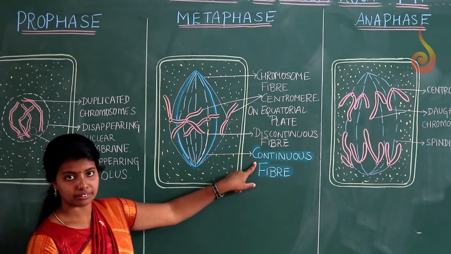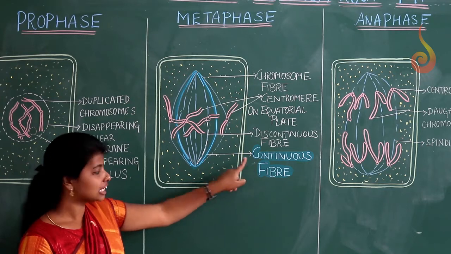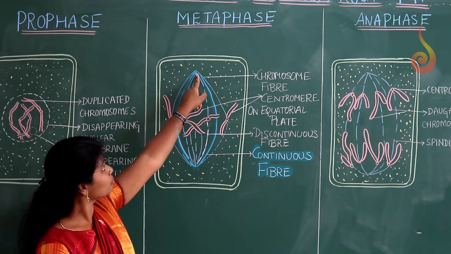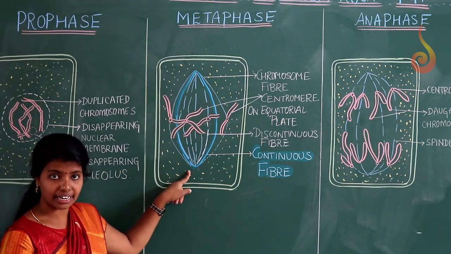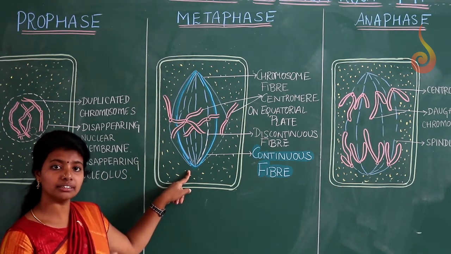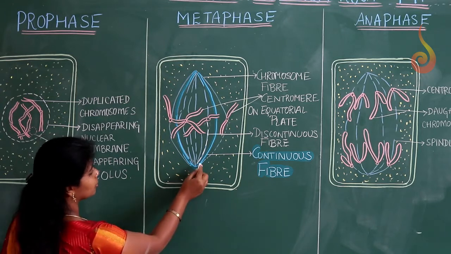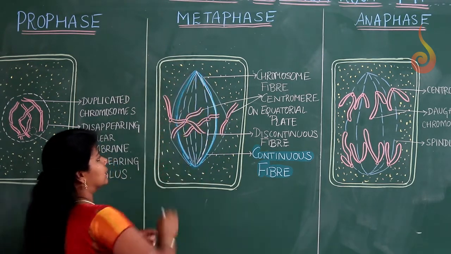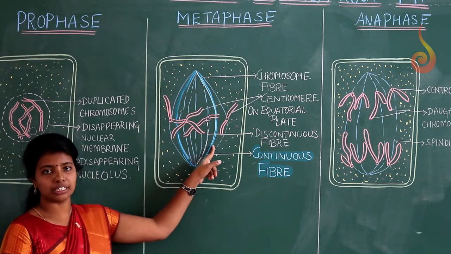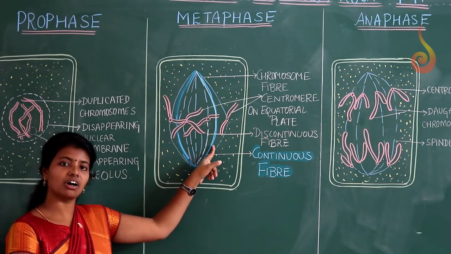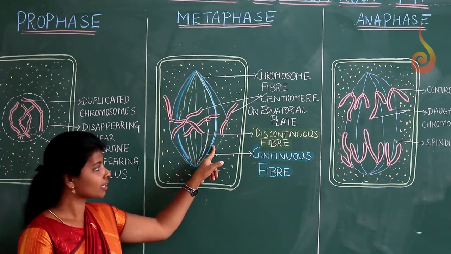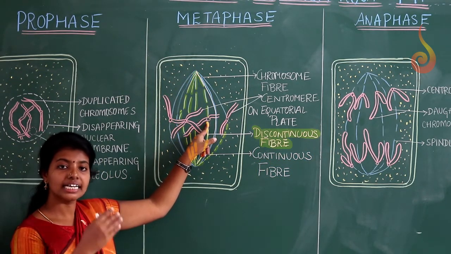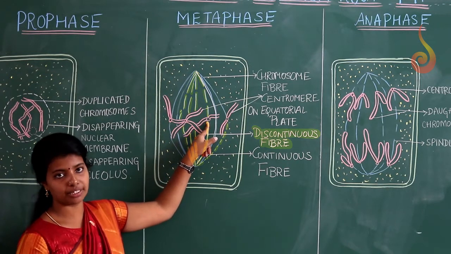Continuous fiber means the fibers which are passing from one end to the other end without connecting to the centromere. So if you notice this line, it is nowhere connected to the centromere. So it is called continuous fiber. This is connected to the centromere. It is called discontinuous fiber.